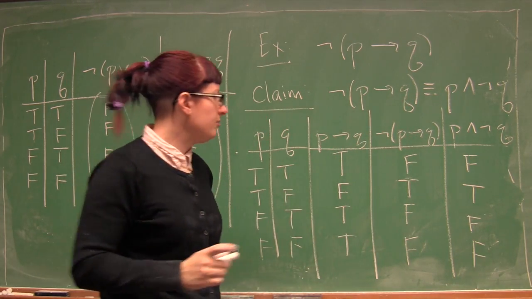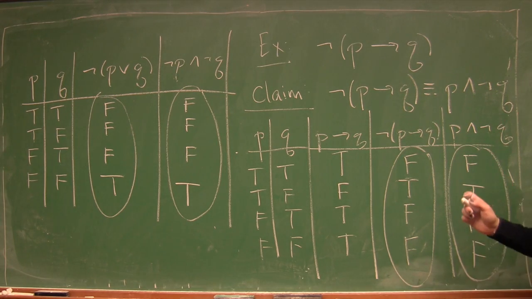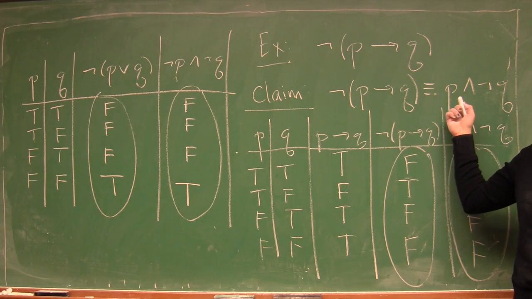Now if we compare columns, we see that these two have the exact same columns in the truth table, and so we have this logical equivalence.